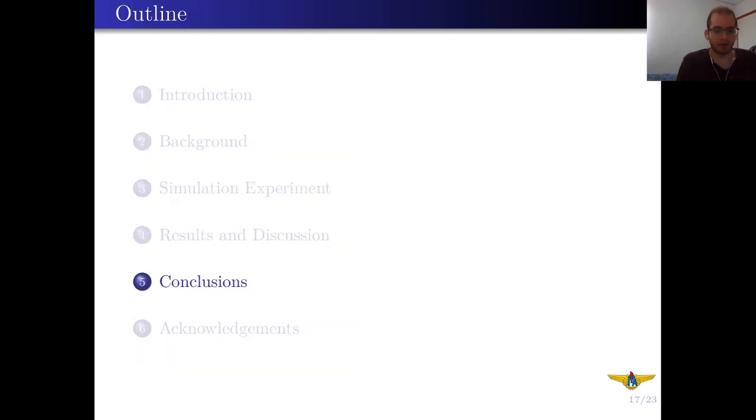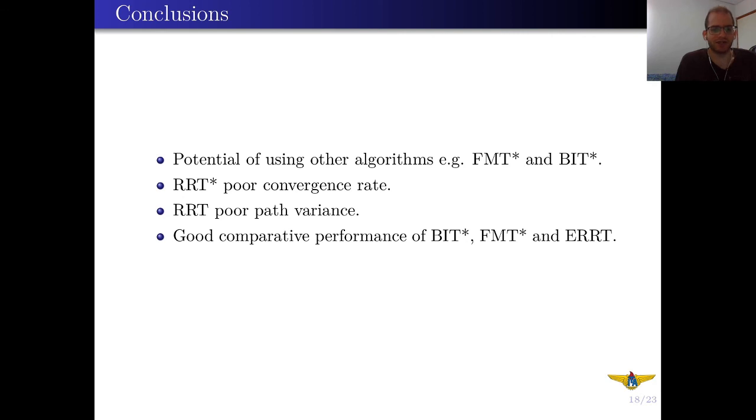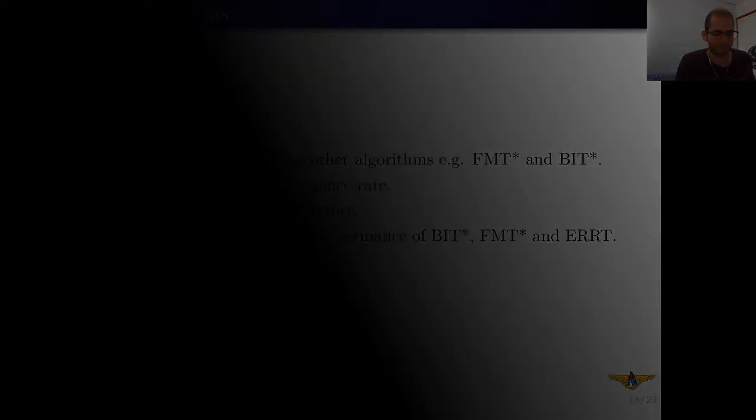And now our major conclusions. So we can see potential of using these 2 algorithms in the league. RRT star had a poor convergence rate, RRT had a poor path variance, and we can check good comparative performances of BIT star, FMT star, and ERRT in terms of tracking performance.